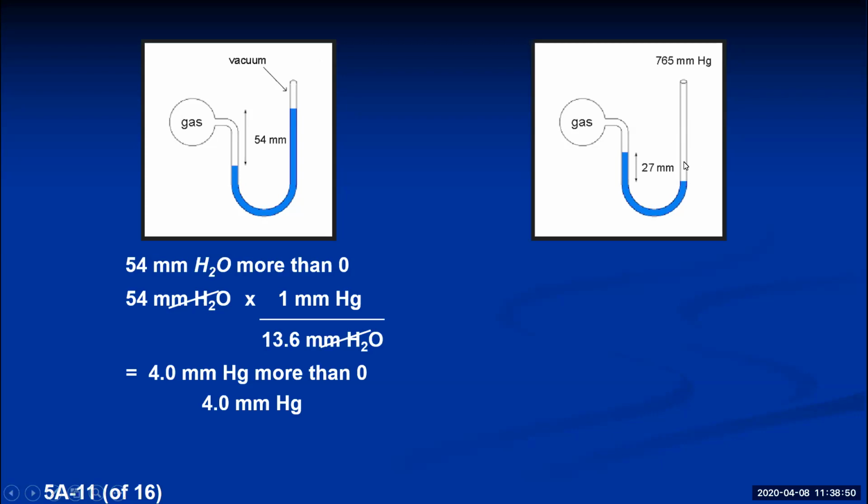So in a situation like this, you would take the atmospheric pressure and you would subtract the difference in the levels. Now, the atmospheric pressure is 765 millimeters of mercury, but the difference in levels is 27 millimeters of water. They aren't the same units. You can't subtract 27 millimeters of water from 765 millimeters of mercury.